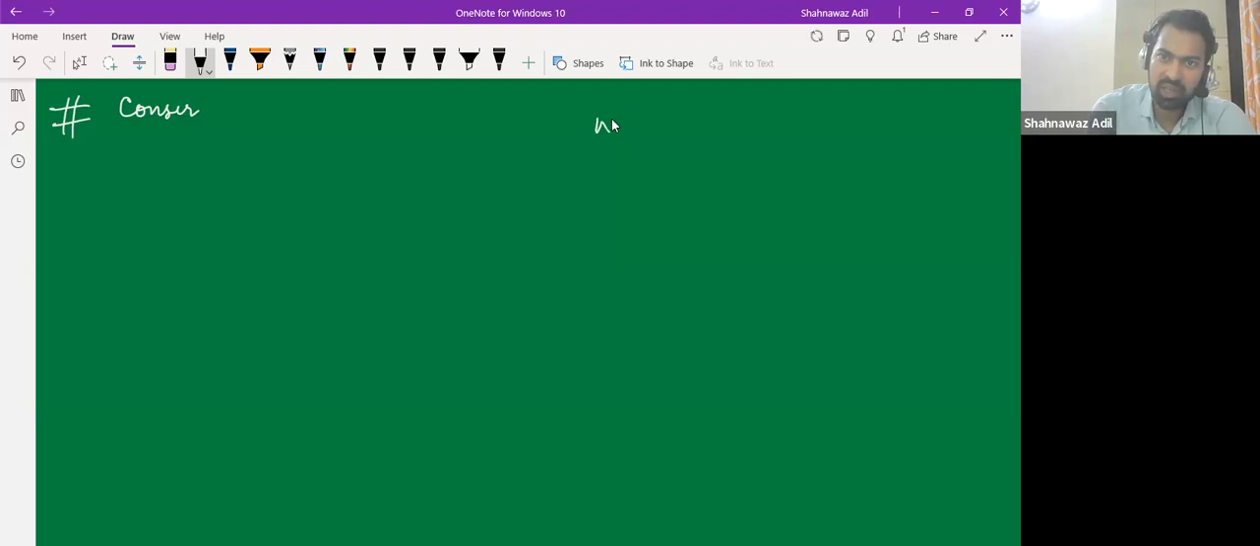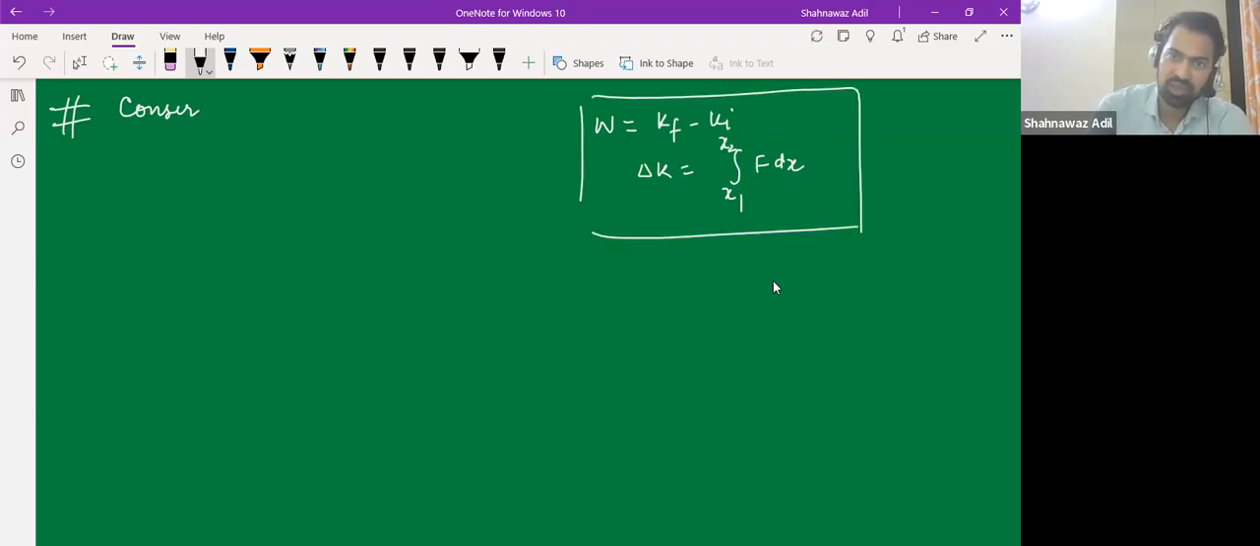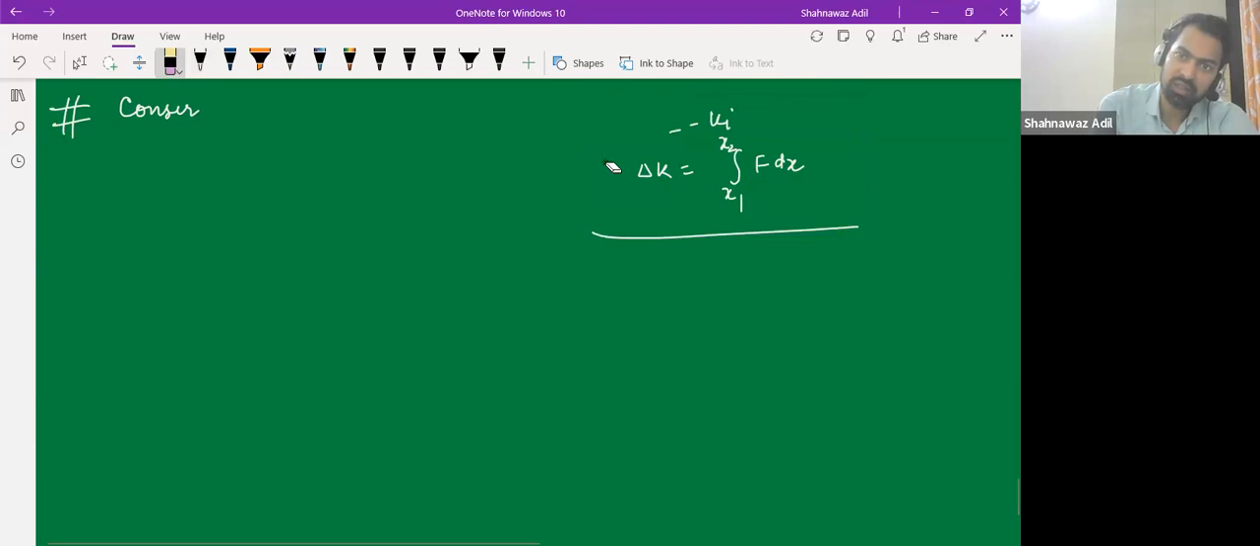Now, the next topic after the work energy theorem. We understood that W is the change in kinetic energy, so this was K final minus K initial, and it was delta K, which was the integration from x1 to x2 of Fx dx. This we did in the last class. So now we will do the next ones. First we learn about the conservative forces.